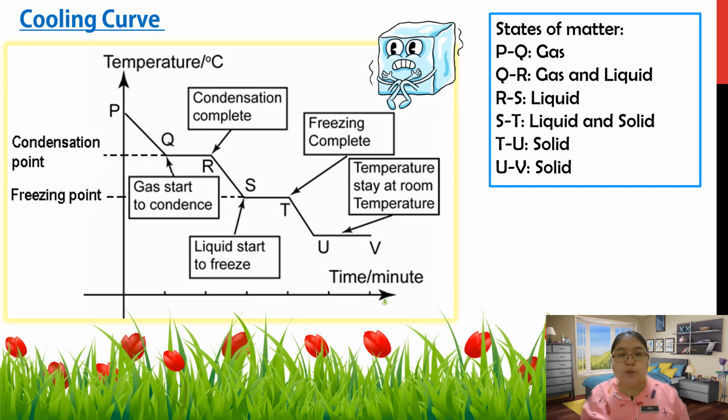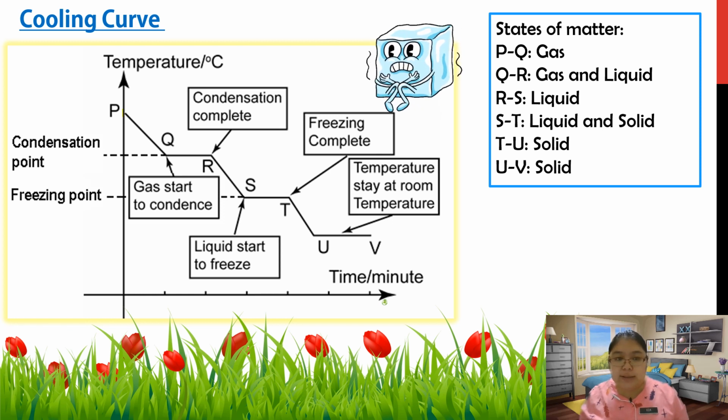Now we go to the cooling curve. In the cooling curve, the graph goes downwards. Can you see the graph decreases. When it decreases, we look at it part by part. PQ, they start with the gas until Q. Q we call the condensation point. Condensation point means now the gas starts to condense. They want to change the phase.